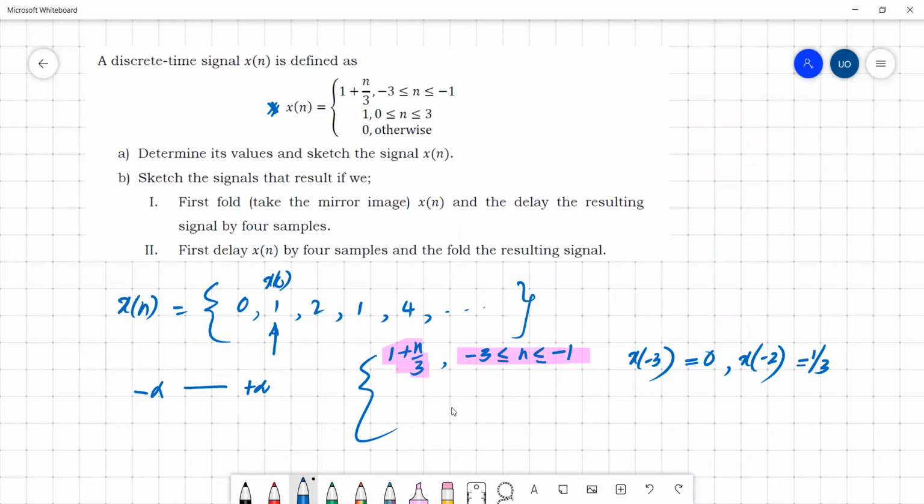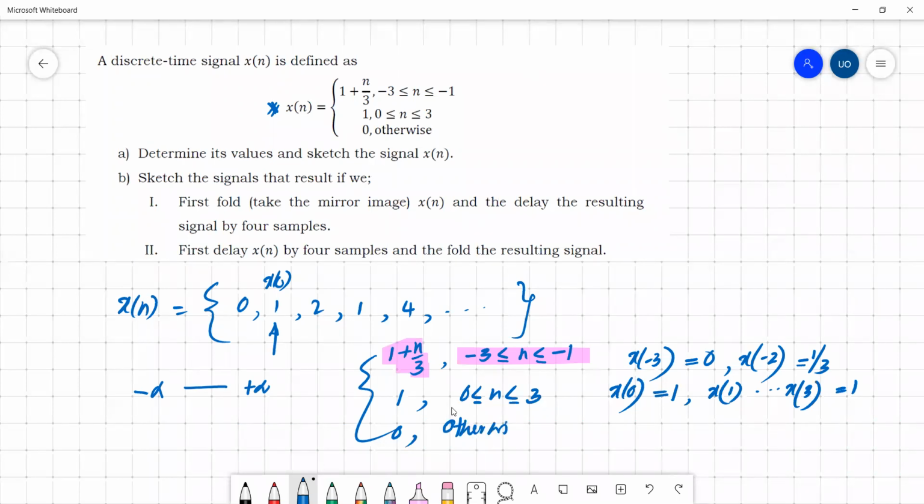The next partition has the functional value 1 from 0 to 3. If you want to find x0, which is included in this range, the value is 1. x1 to x3 also have a value of 1. Then the third partition is 0 otherwise.